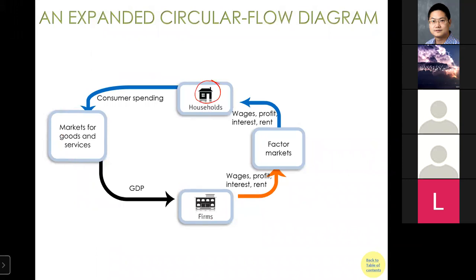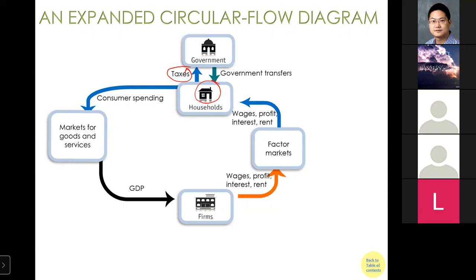Now we want to make the model more realistic to capture those possibilities we just assumed away. Where do we start? First, we consider government. What does government do? The government collects tax from households. What else does the government do?